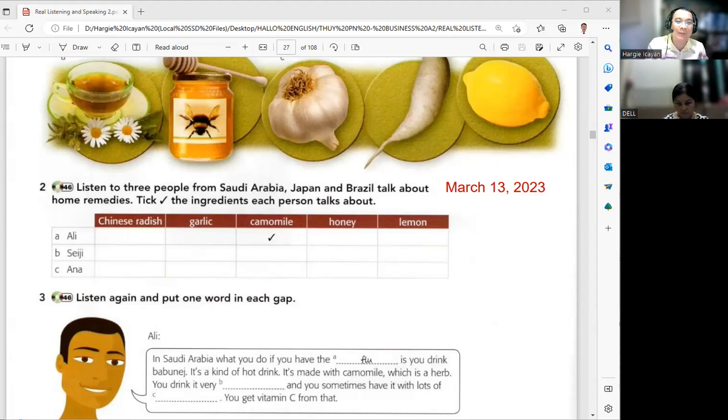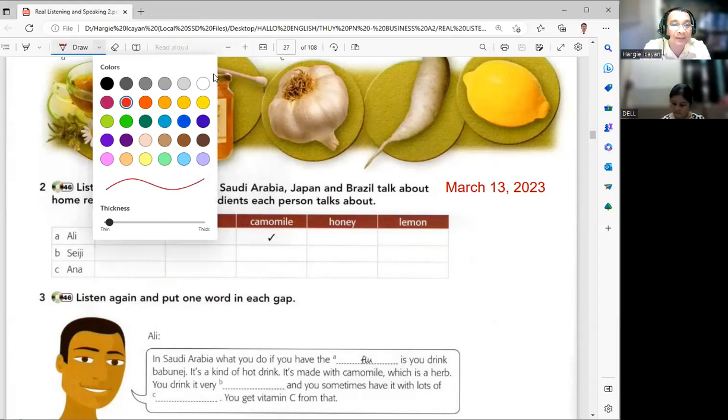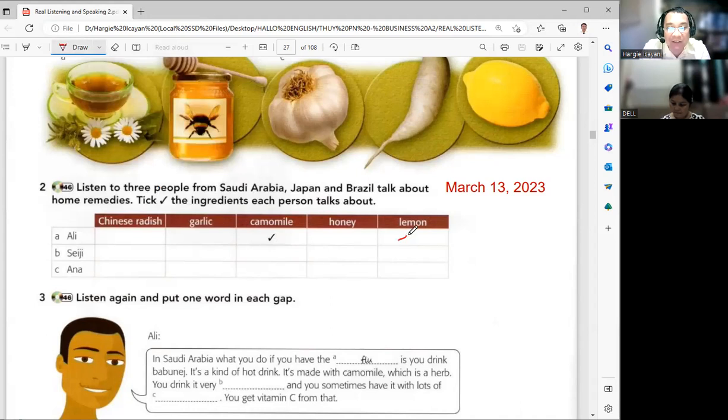Okay. So aside from chamomile, what do you think Ali would mix with this particular drink, which is chamomile? Ali said that would be a very good combination with chamomile. So he mentioned a combination of lemon, right, Toy? So chamomile combined with lemon. Okay, what about Seiji? Let's listen.